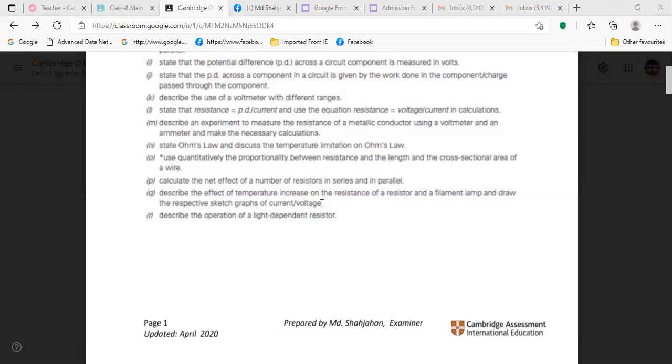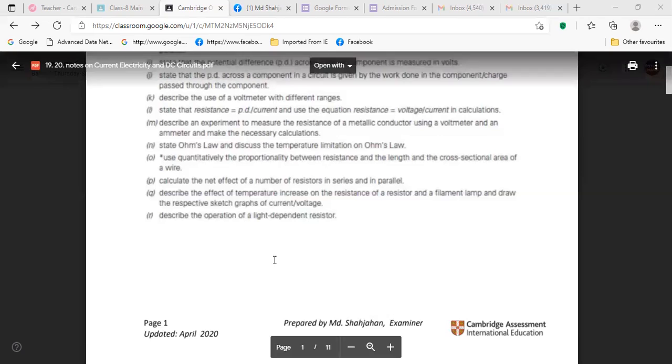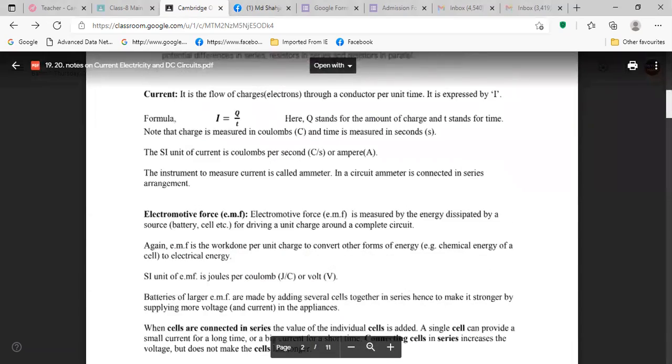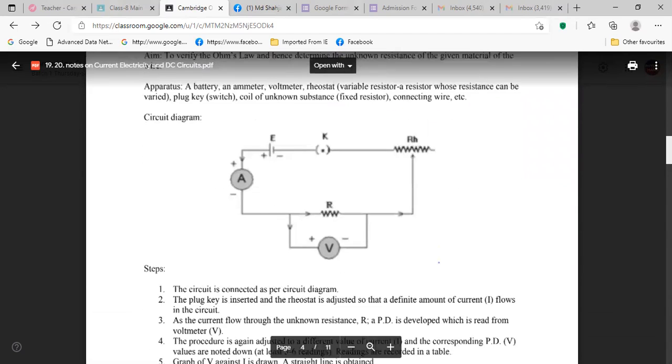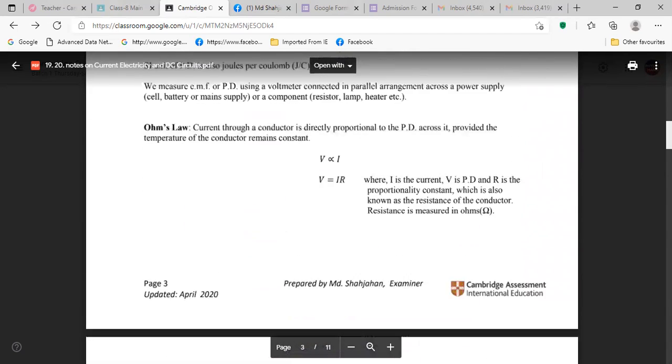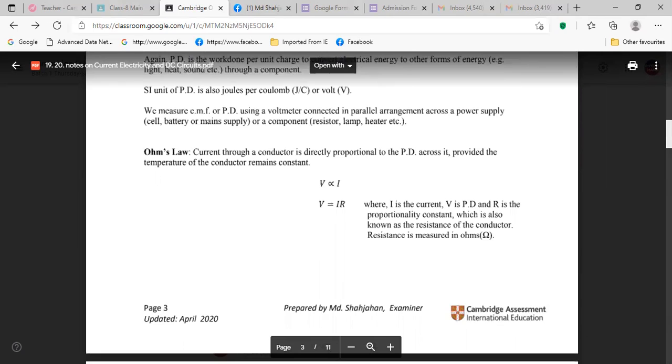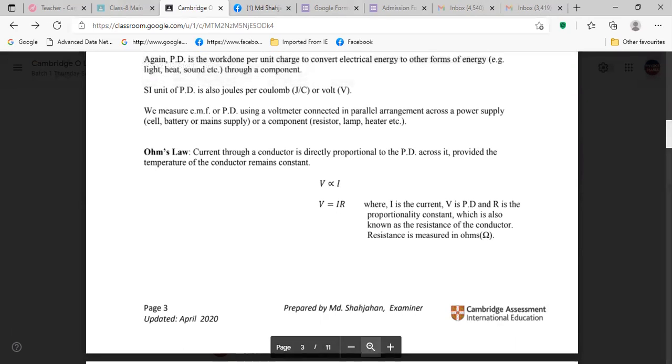So let's start the law. First you write the statement of Ohm's law. We are directly going to the law. Are you seeing the screen? Yes, sir.